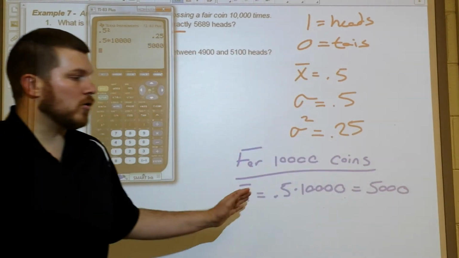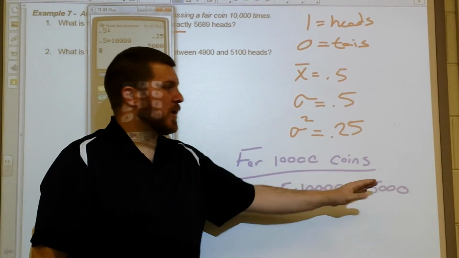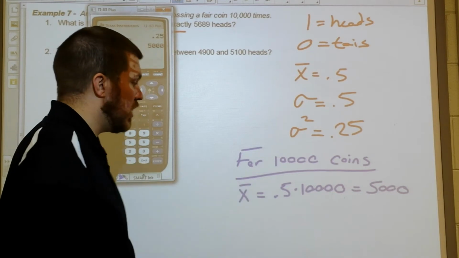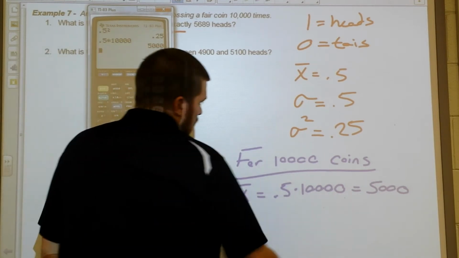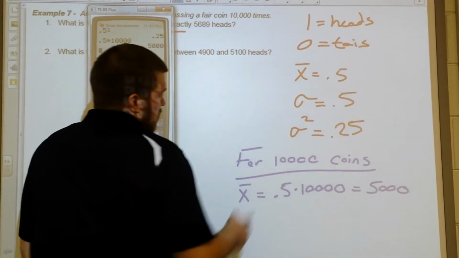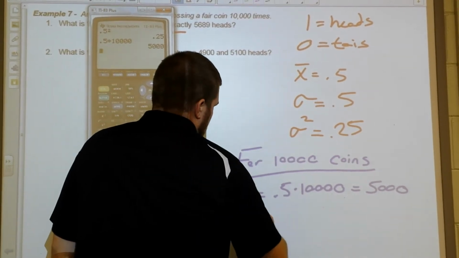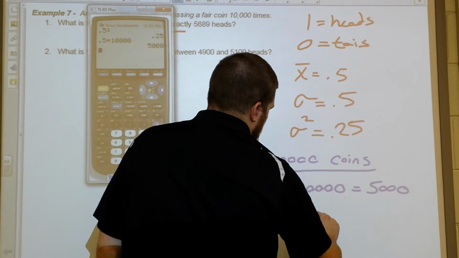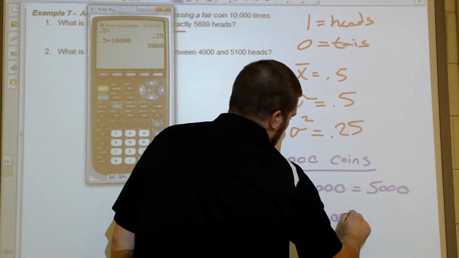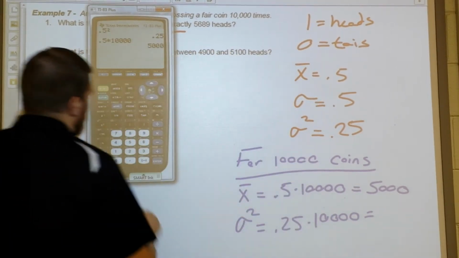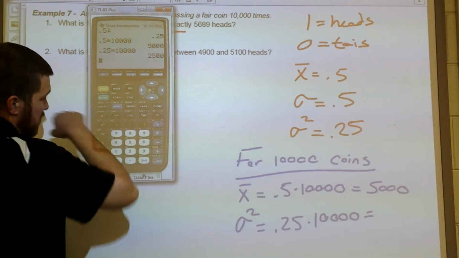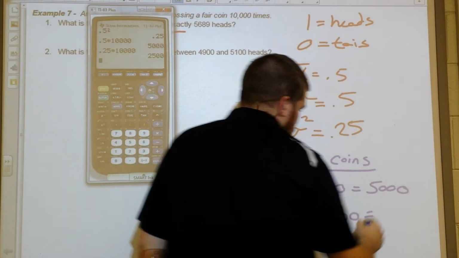If it's a fair coin, which we were told it is, and we're flipping a coin 10,000 times, we expect on average it should show up about 5,000 times. The variance is also multiplicative, so same idea. The variance that we got for 1 coin, 0.25, times the number of flips, 10,000, is equal to 2,500.